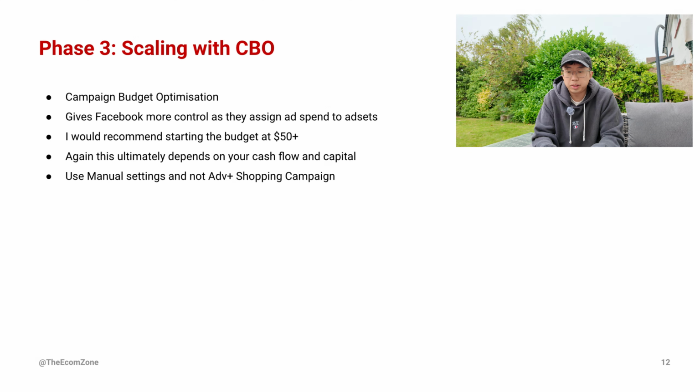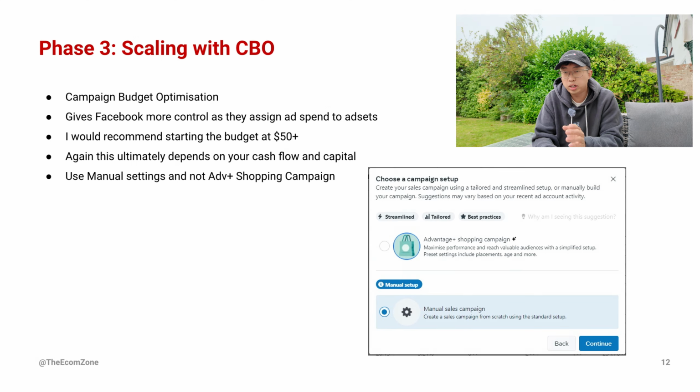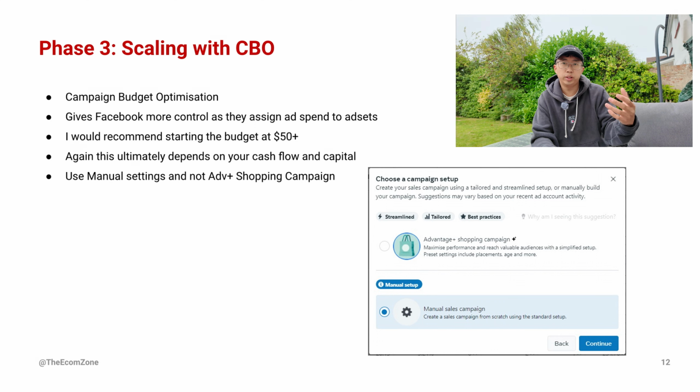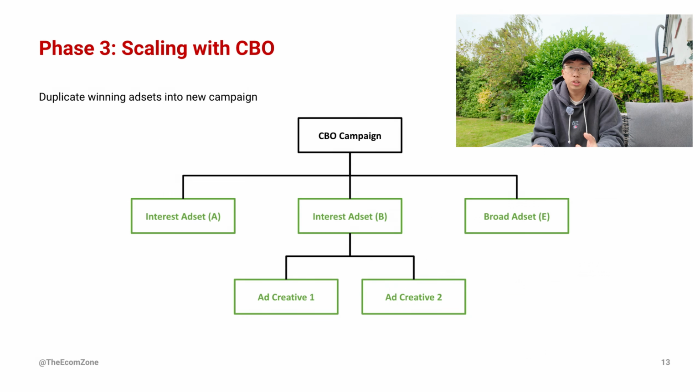Again, this ultimately depends on your cash flow and your capital. Use manual settings and not Advantage Plus shopping campaign. The Advantage Plus shopping campaign is something you do in the future when you've found a lot of winning ads and your pixel is a lot warmer. Right now, just stick to manual settings. So what does it look like?